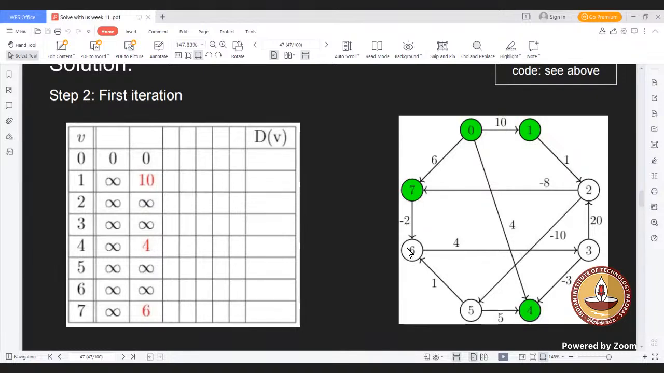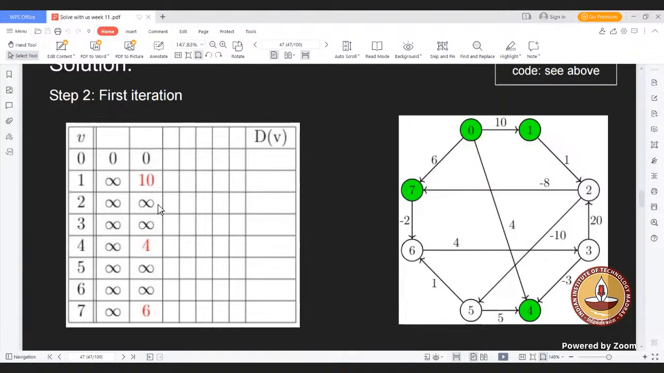We have to calculate from 0. So 0 to 7 is already 6 here. From 6 we can go here in -2 units. So 6 minus 2 would be 4 here. So in 6 it will be 4, and 7 will remain 6 as it is, and 4 will remain as it is.